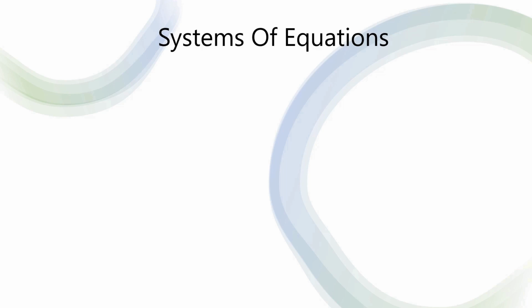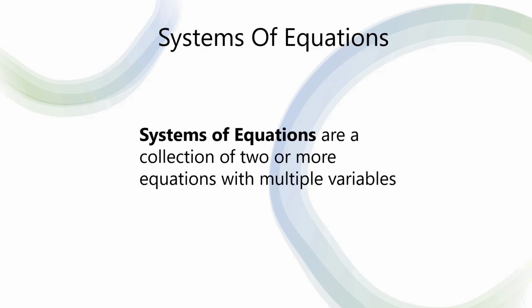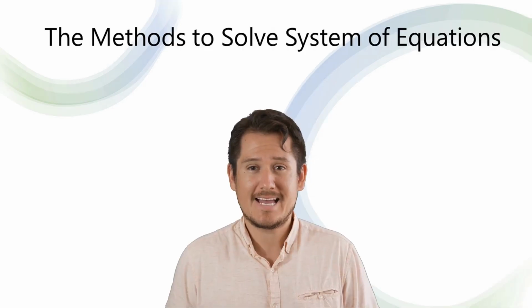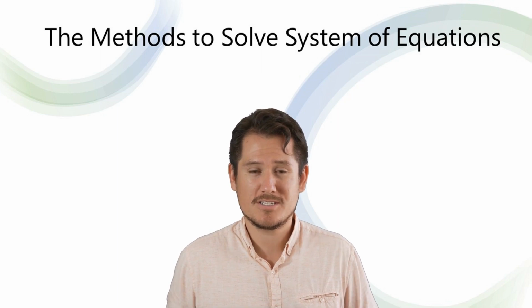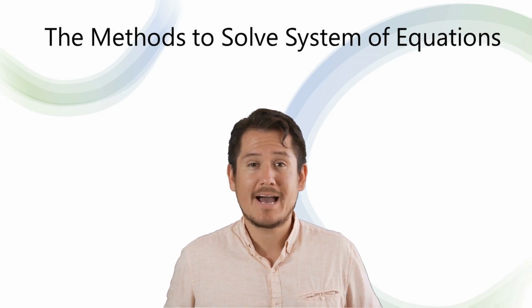Systems of equations are a collection of two or more equations with multiple variables. These systems are used when you need to find values for variables that satisfy more than one condition simultaneously. In most cases, you're looking for the point where the equations intersect. As I said before, solving systems of equations is a fundamental skill in algebra and mathematics.